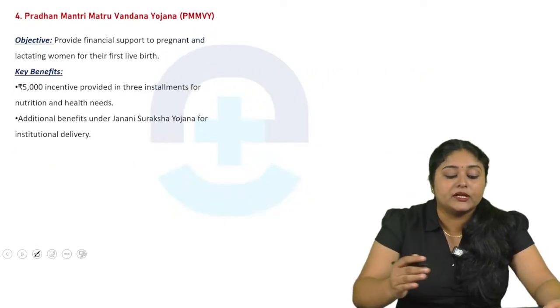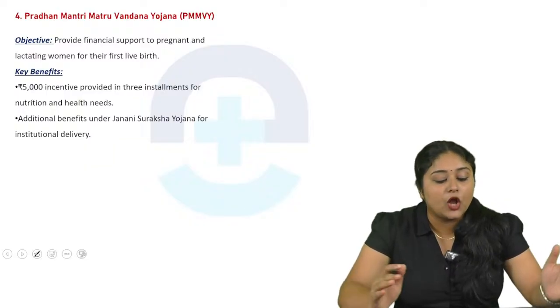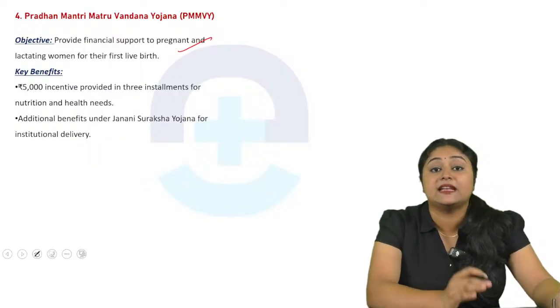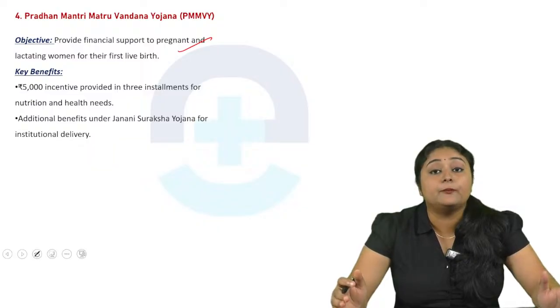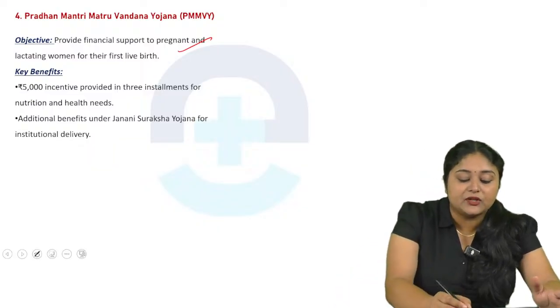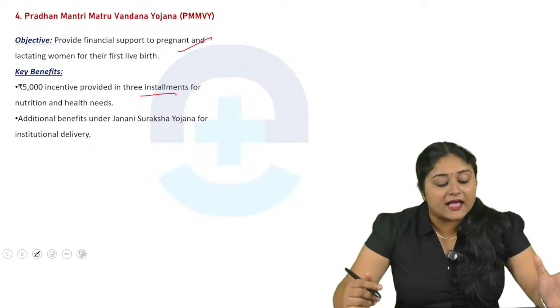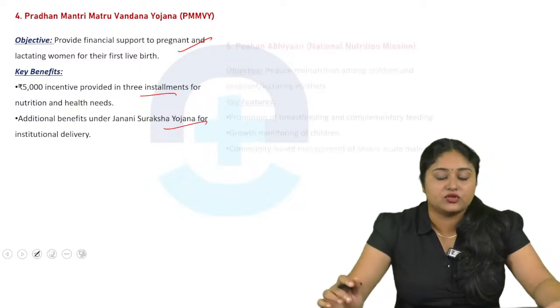Now come to the Pradhan Mantri Matru Vandana Yojana, PMMVY. The main objective is providing financial support for pregnant as well as lactating women for the first live birth. What is the key benefit? Up to rupees 5,000 incentive is provided in 3 installments for nutrition and health needs, as well as additional benefits under the Janani Suraksha Yojana for institutional delivery.